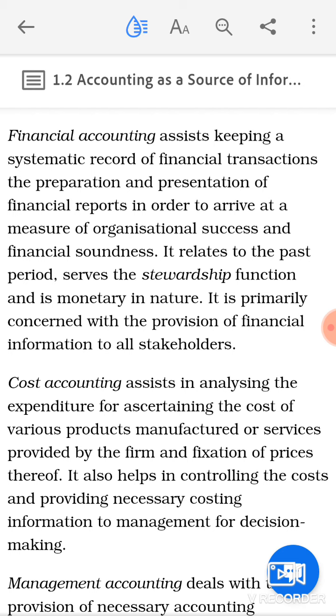It also helps in controlling the cost and providing necessary costing information to management for decision making. Now when you talk about cost accounting, if your cost is going beyond a limit, cost accounting also provides you the information to control the cost, because cost going beyond the limit will not be acceptable. So it's going to provide you the information that the cost is rising, so you have to make a control over the cost of production, clear, so that you can compete in the market. So necessary information will also be provided by the cost accounting, so that management can take, you could say, correct decisions at the right time.